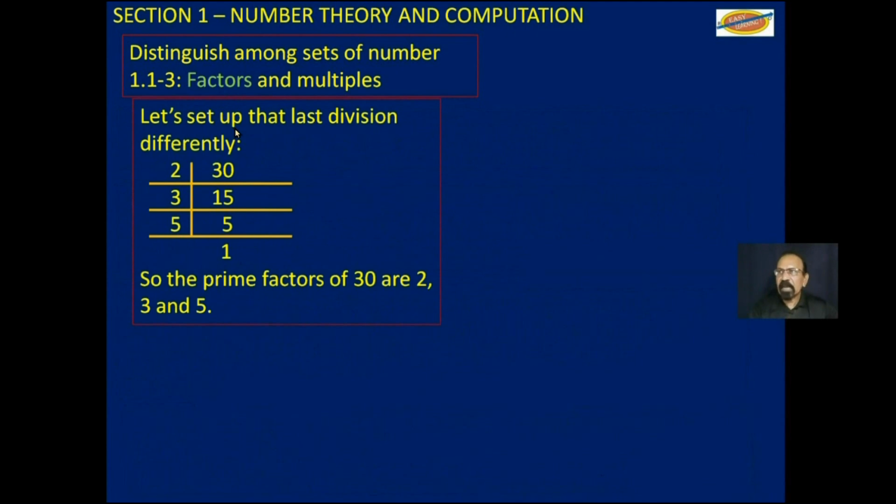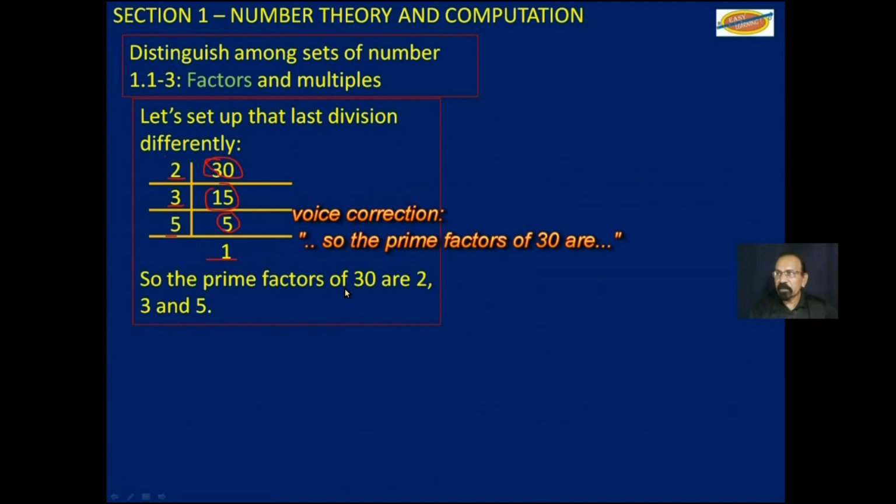Now let's set up that last division differently. Like this. We start with 30. We divide by 2, we get 15. Divide that 15 by 3, we get 5. Divide that 5 by 5, we get 1. So the prime factors of 30 are these numbers that you see here on the left.